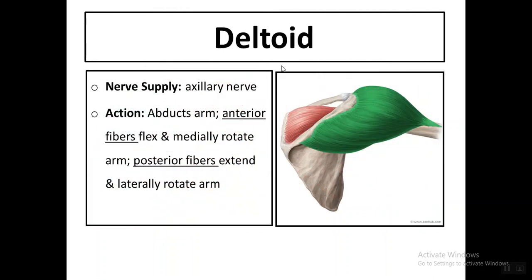What is the nerve supply of the deltoid? It is the axillary nerve. Its action, as we see here, is that it will abduct the arm. The anterior fiber will flex and medially rotate the arm, while the posterior fiber will extend and laterally rotate the arm.